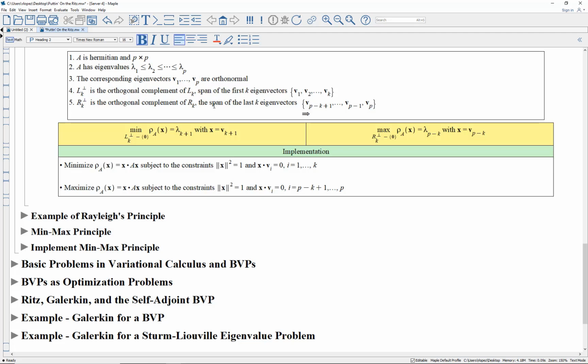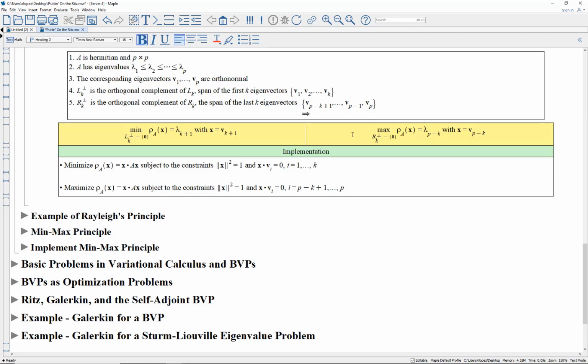And then you do the same thing with the upper k. Take RK is the span of the upper bunch. The perp then contains the lower bunch. And here's the principle. If you minimize the Rayleigh quotient over the perp of L, so LK perp, you will get the next eigenvalue, and the corresponding eigenvector will be the next eigenvector, because that's what's in that bunch. And similarly, if you take the max over the perp of the right-hand bunch, the big bunch at the top end, okay, you get the next smaller one because that's what's in the perp.